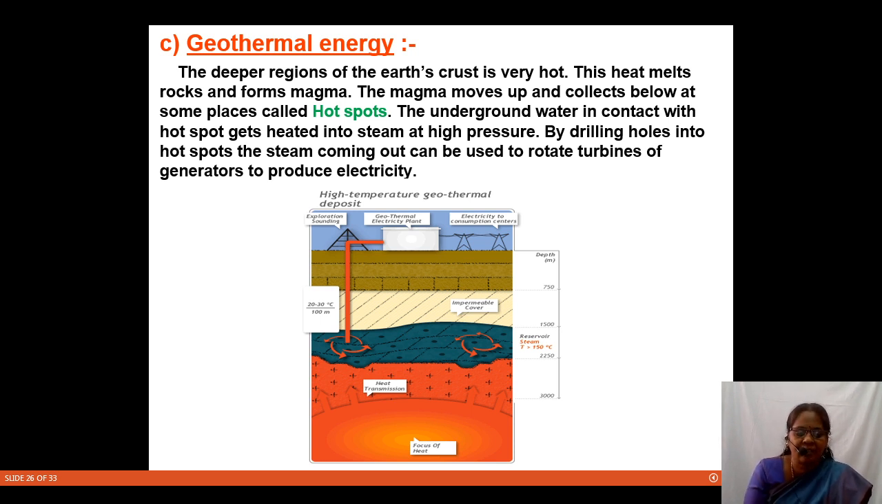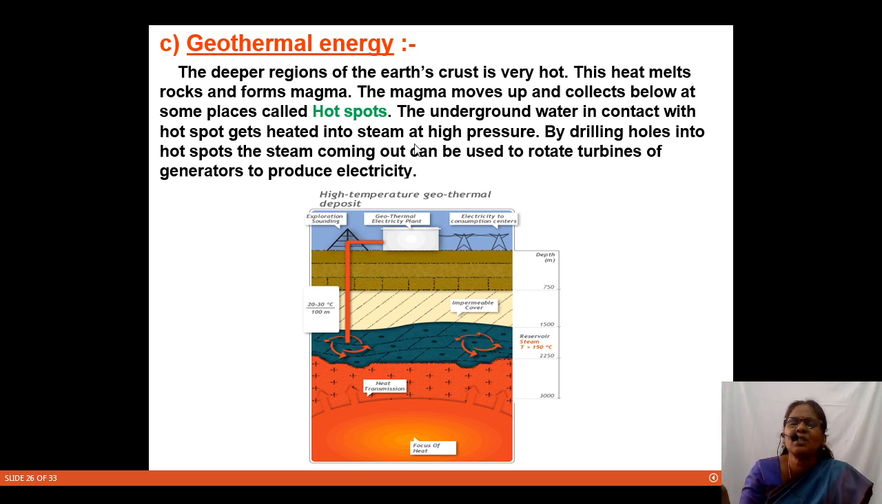That is available inside. Near that hot magma, suppose there is a water reservoir, and we have to find out where it is available on the earth. When the hot magma and the water reservoir are together, the water automatically heats up with the help of the hot magma. Then steam will be produced. So we insert a pipe to bring out the hot steam and utilize it to generate electricity. Here the deeper region of the earth's crust is very hot.